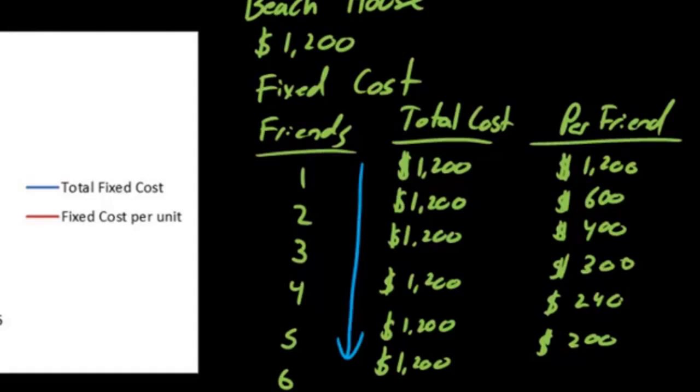So notice something here. We define this cost as fixed cost because the total cost is fixed. Notice that as we increase the activity, or increase the number of friends, the total cost is 1,200. It doesn't matter how many people you invite. It is $1,200 the total cost. But notice that as we increase the number of friends, the per unit cost is variable. As the number of friends is increased, the cost per friend decreases. So the fixed cost per unit is variable. The total fixed cost is fixed. A fixed cost is fixed because the total cost is fixed.